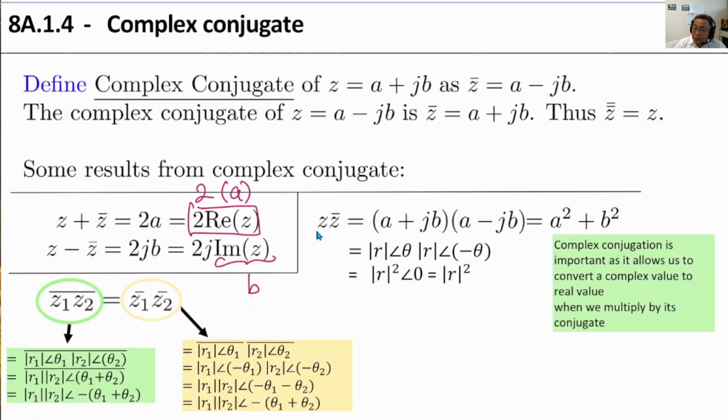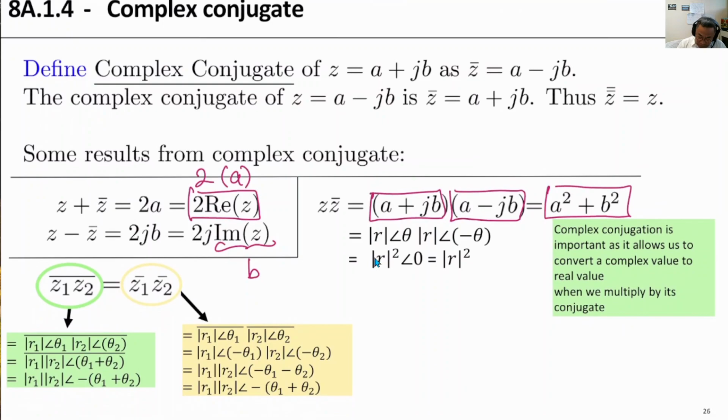In this last operation, z multiplied by z conjugate, well, if we write it in rectangular form, we are going to do the cross multiplication of all these terms. We'll get a squared plus b squared. You try it by yourself. You basically realize that the imaginary part cancels. If you actually do this in the polar form, it is much easier to understand.